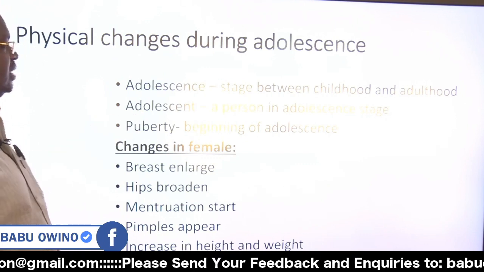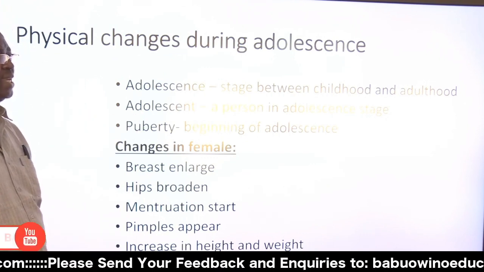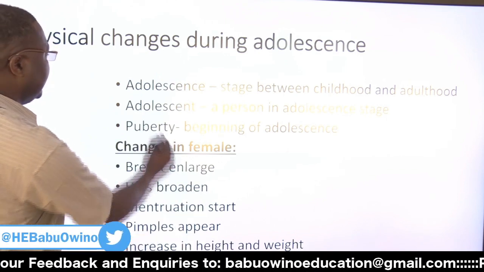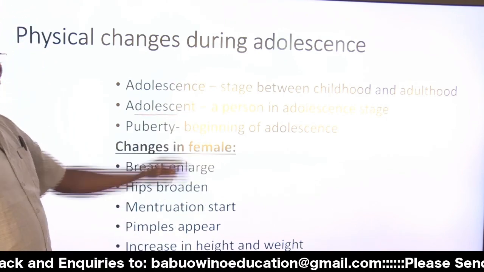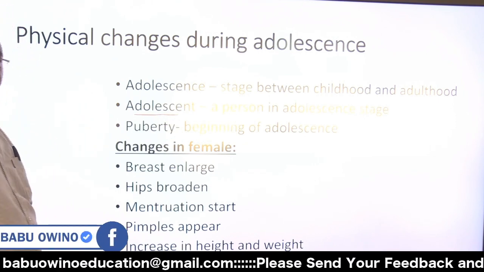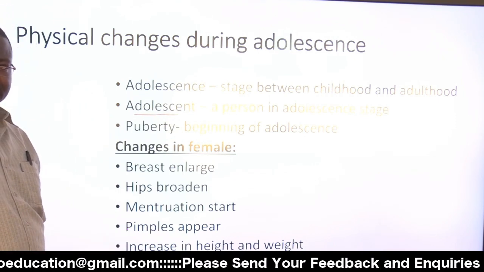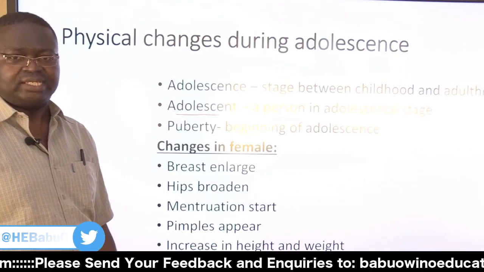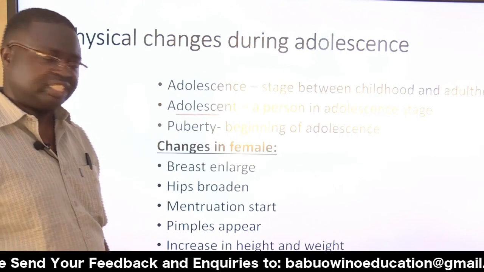So an adolescent is a person who is in adolescence stage. Adolescence is the stage. Adolescent is a person. Puberty is the beginning of adolescent. People tend to confuse adolescent with teenagers. Teenagers need 13, 14 to 19. Adolescent starts early. So it's not synonymous with teenager.